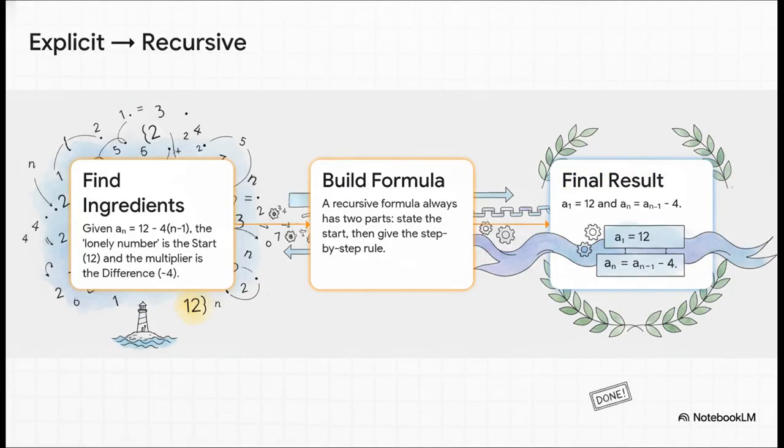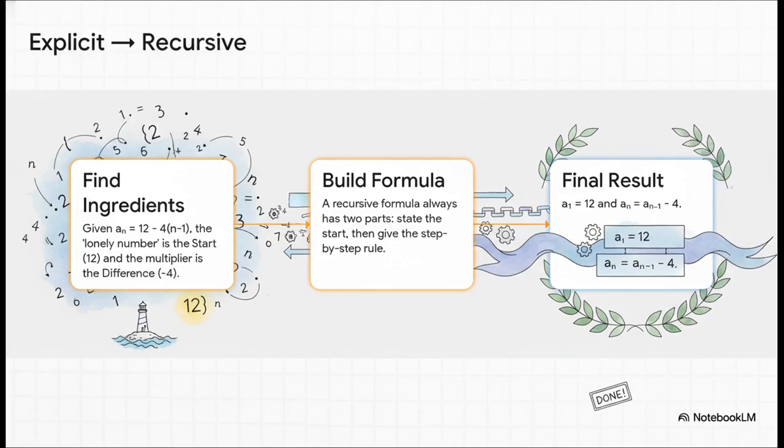Now let's go the other way. We've got this explicit formula, an equals 12 minus 4 times (n minus 1). To find our ingredients here, just look for the lonely number that's sitting all by itself. That's our start, which is 12. The difference is the number getting multiplied by the parentheses, which in this case is negative 4.